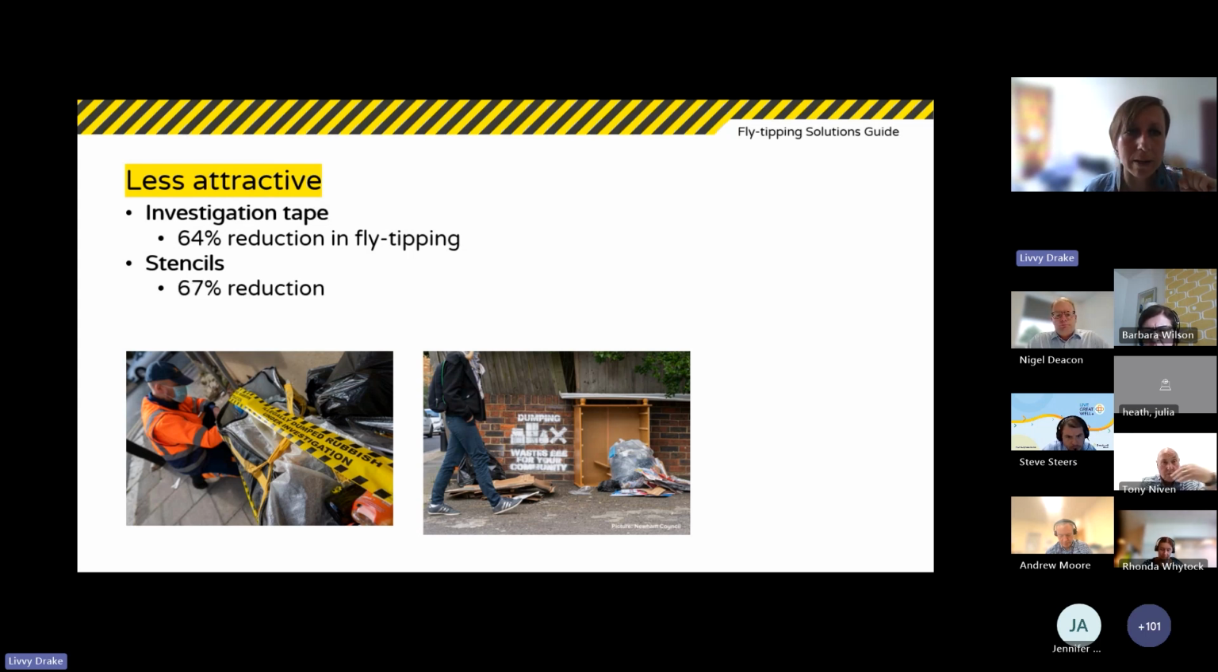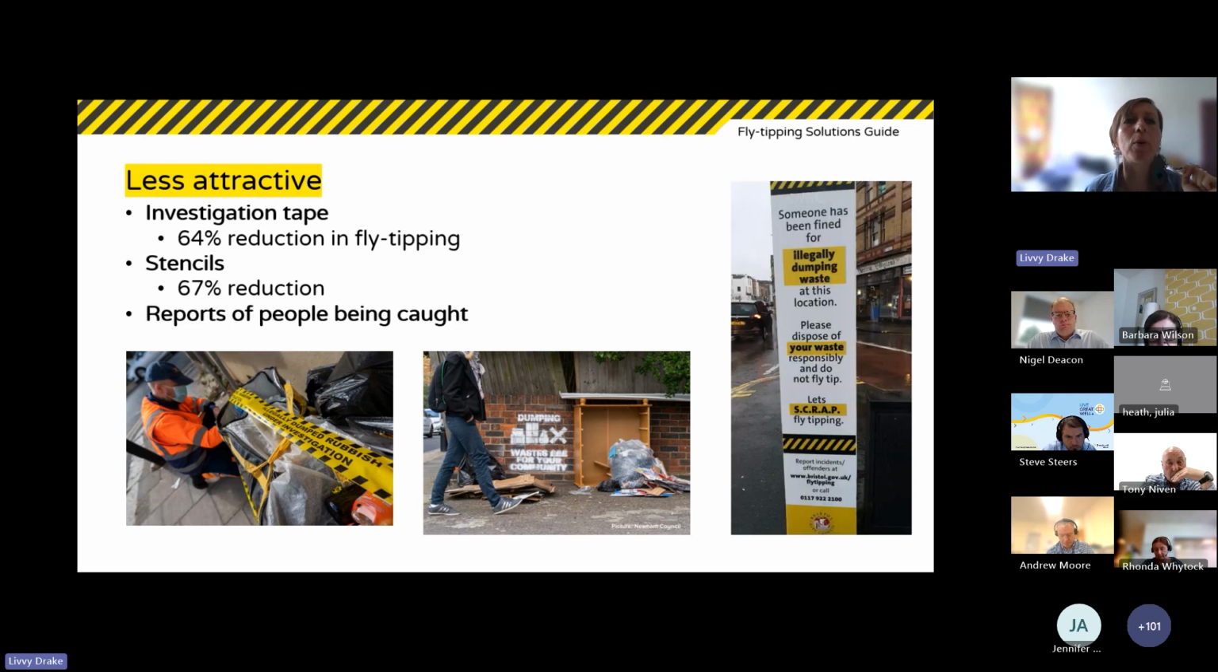So saying dumping wastes money for your community. And then reports of people being caught. So these were trialled in Bristol, and they put these up in different areas saying someone has been fined at this location. And what they found was these were effective on short streets or cul-de-sacs where you haven't got lots of different types of fly tipping happening.